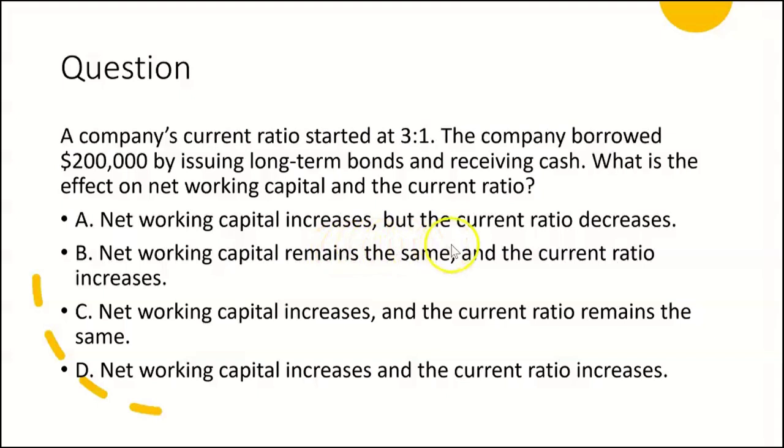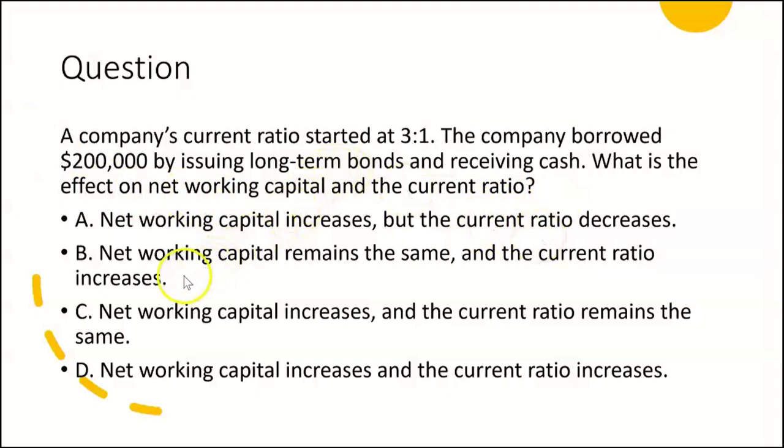But then it says, but the current ratio decreases? No. The current ratio would increase because numerator up, ratio up. And there's no impact on the denominator. So as that numerator, current assets, go up, so does the current ratio. So A is half right and A is half wrong, which makes A the wrong answer.